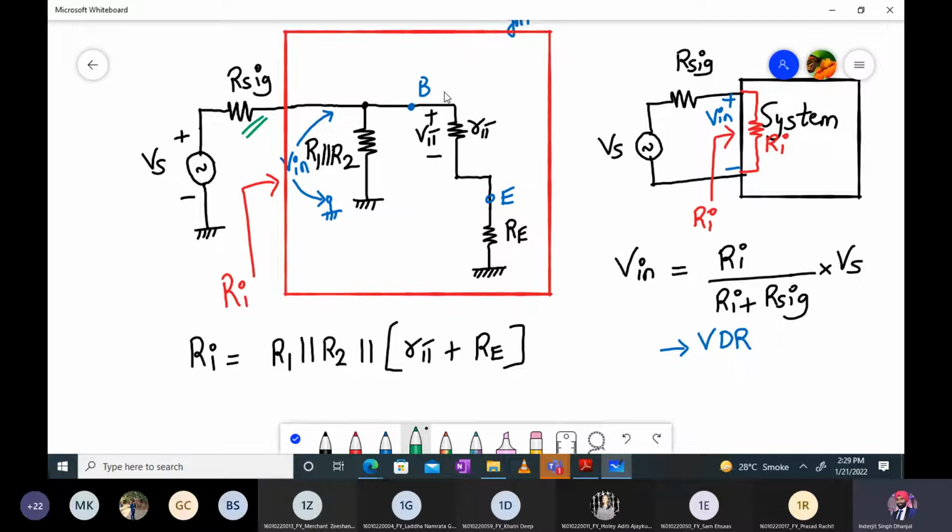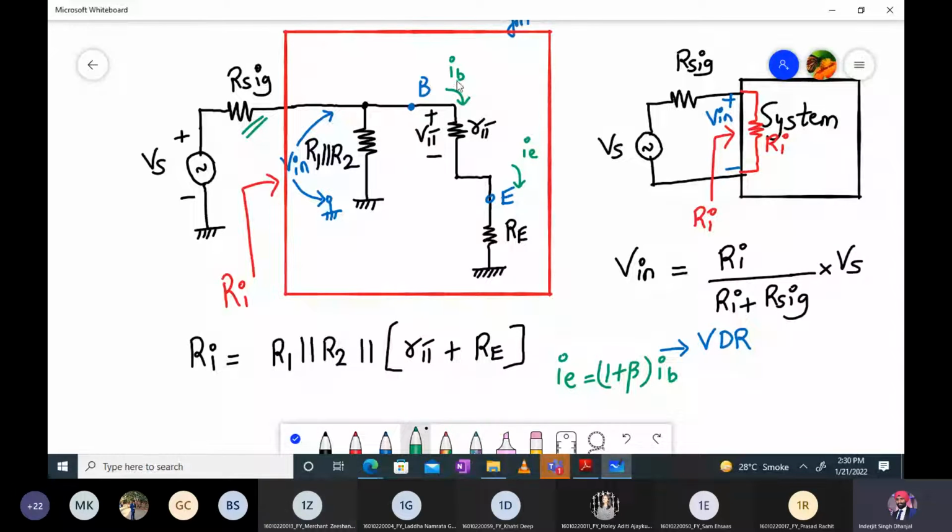This base terminal, right? So R1, R2, R pi are associated with the base terminal. So this is the base current which flows, and here there is an emitter terminal, so here the emitter current flows, right? Can you tell me what's the relation between emitter current and base current? Are they the same? No, sir. They are not the same.